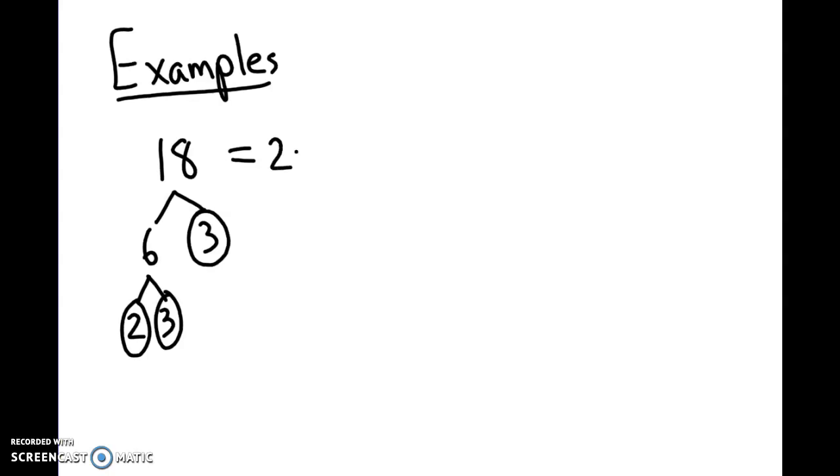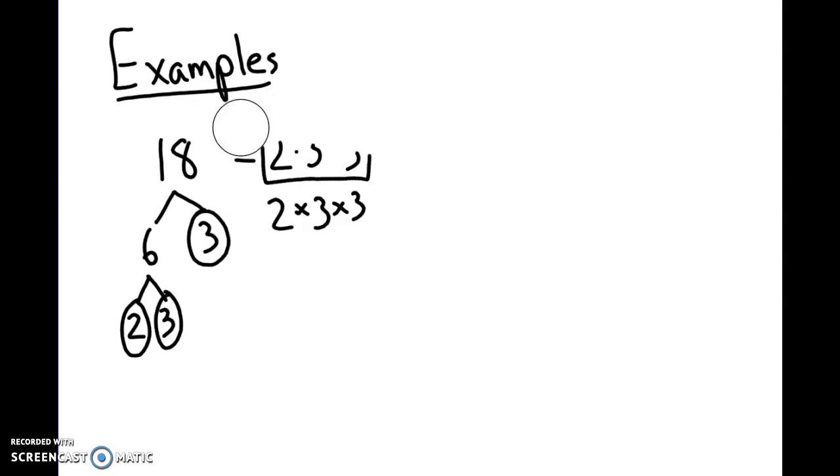So 2 times 3 times 3. Now remember, that little dot there is a multiplication dot. If you wanted to, you could do it with the multiplication x's, but eventually we start bringing in variables, so if we can use a dot, it makes life a little easier so we don't confuse ourselves. And that's it. This is the prime factorization for 18.